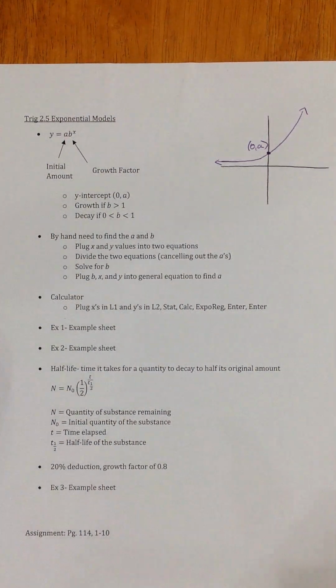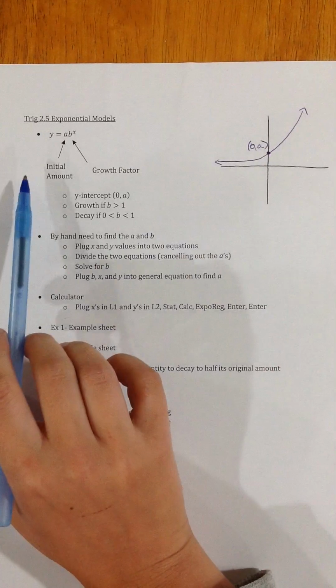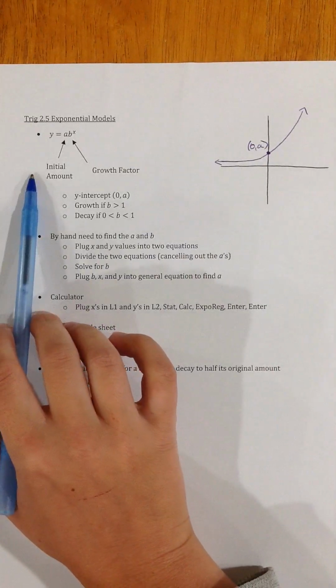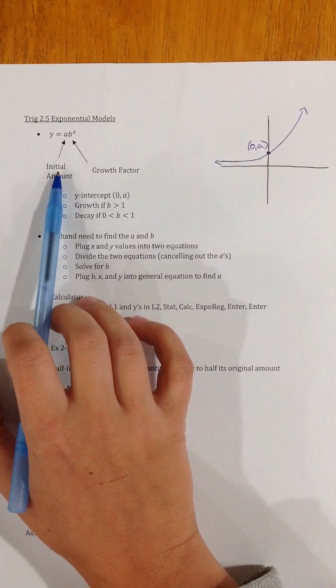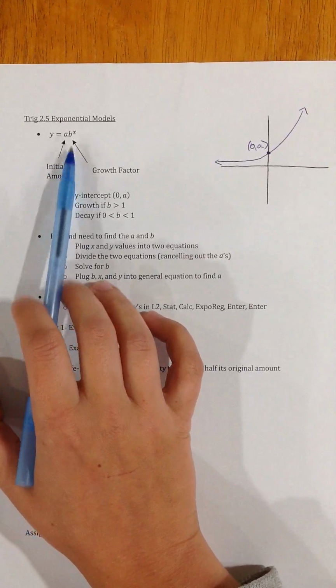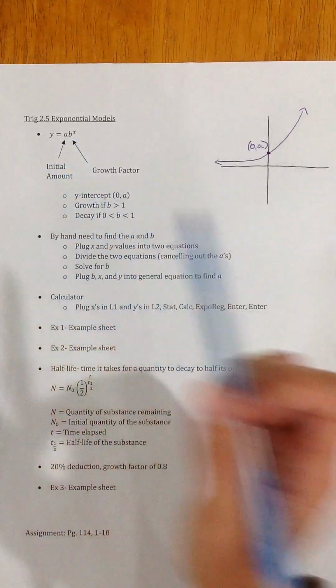This is section 2.5, exponential models. So this builds off of the section we did before, 2.4, where it was stuff with exponentials. Now we're just going to do a little bit more with those. The equation is exactly the same as what it was in 2.4. So you'll have your y equal to a, where a is your initial amount, b is your growth factor, and it's always to the power of the x.